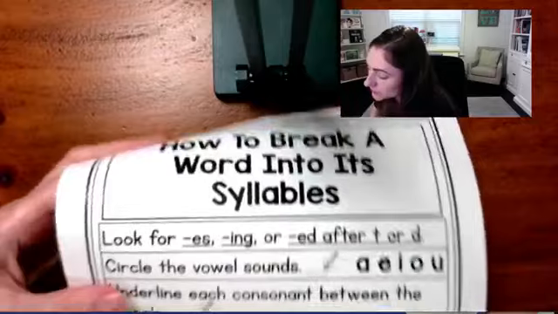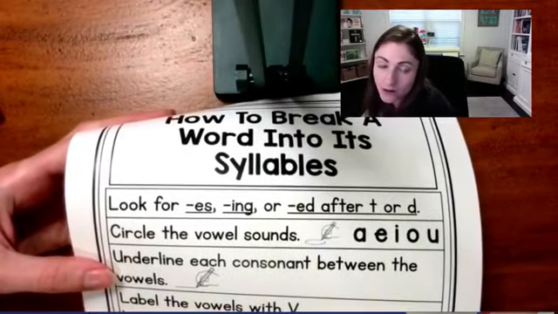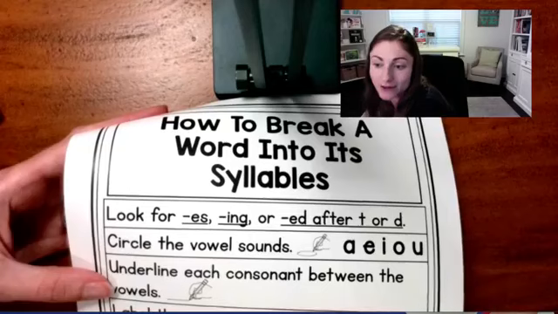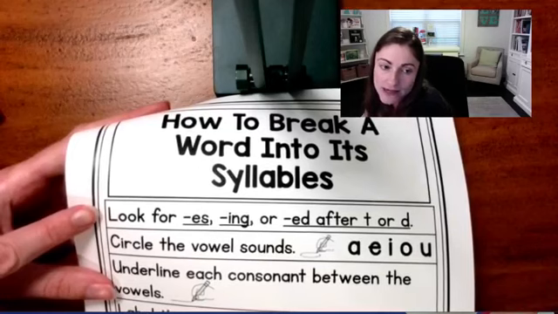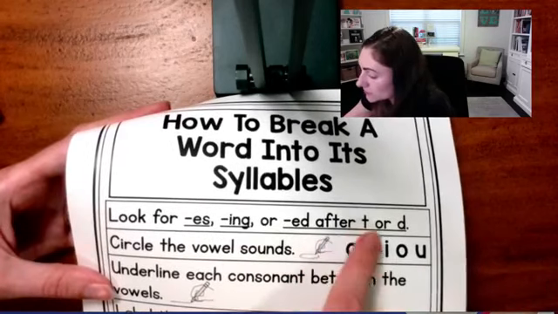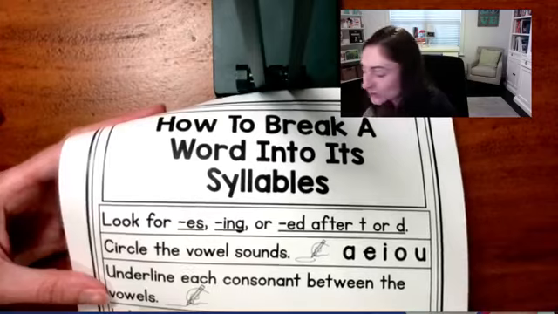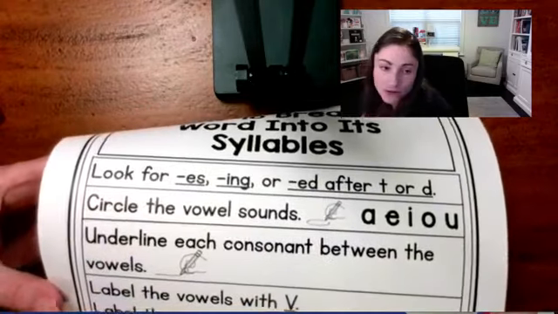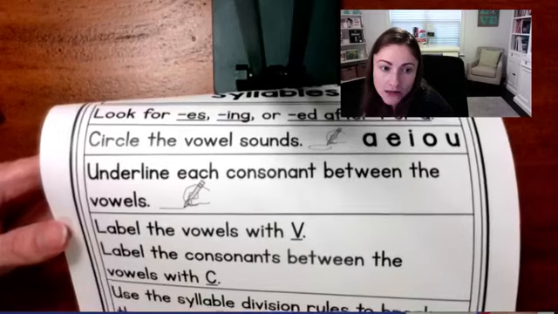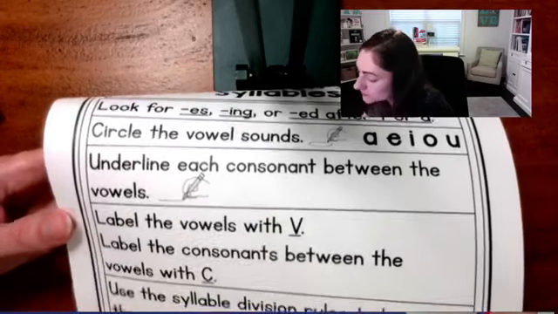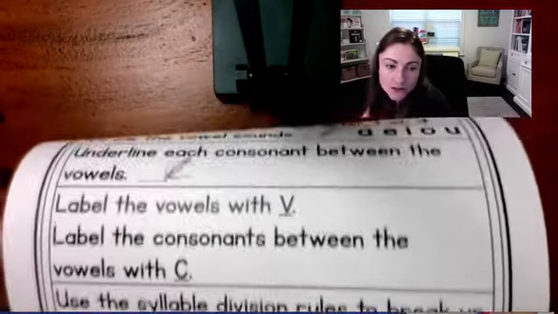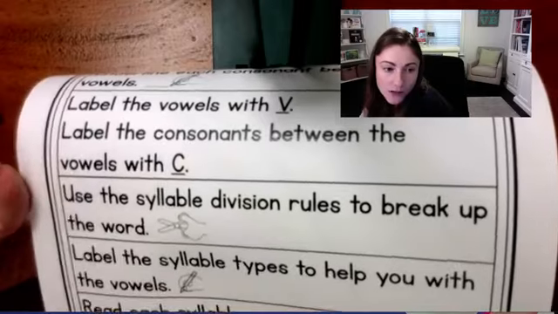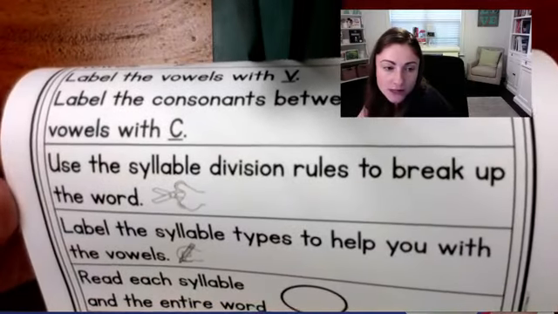So the first thing we do, and again, we don't dive into all of this. It takes time in teaching different phonics patterns for us to get here. But eventually the kids are looking for an ending of ES, ING, or ED after T or D. We'll talk about exactly what that means in a little while. Then they're supposed to circle the vowel sounds. They underline each consonant between the vowels. You're going to see me label the vowels with V and the consonants with C. You'll see me use the syllable division rules, and I'll talk about those to break them up. Eventually, we label the syllable types, and then they read each syllable and the entire word.